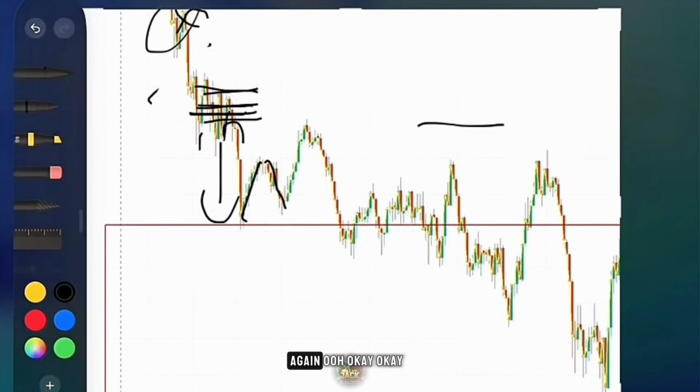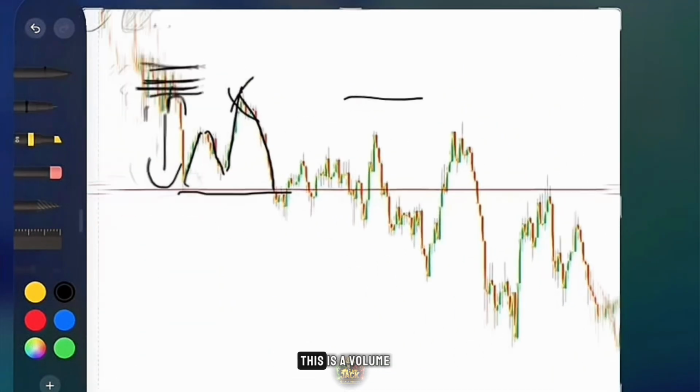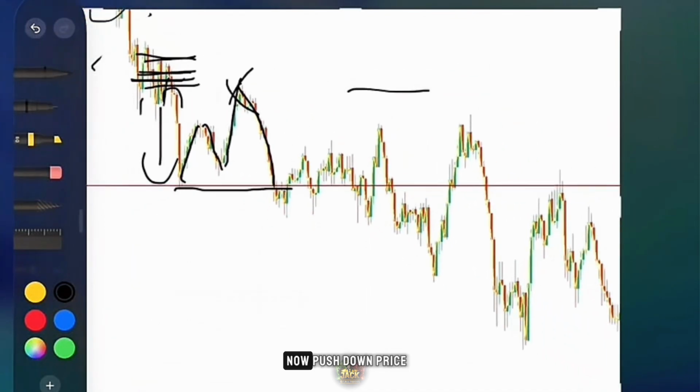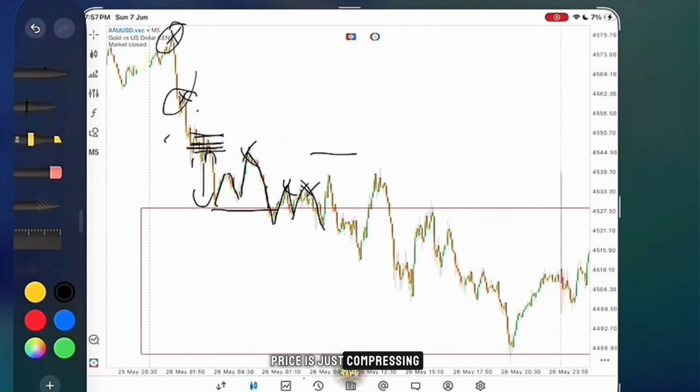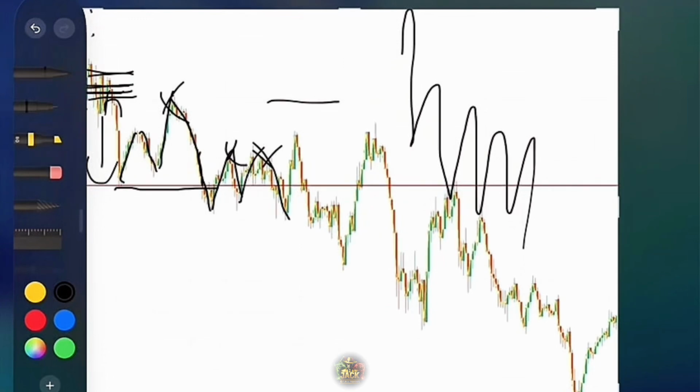Again, what price is doing now? Pushed up, pushed down again. As you can see, this low here has not been taken out. So we wait. Pushed up, pushed down again. This is a volume. Now, push down, price came up, push down, came up, push down. Price is just compressing down. Volume after volume after volume.